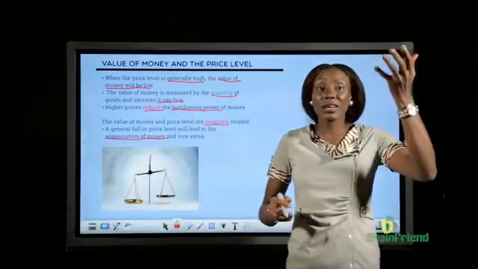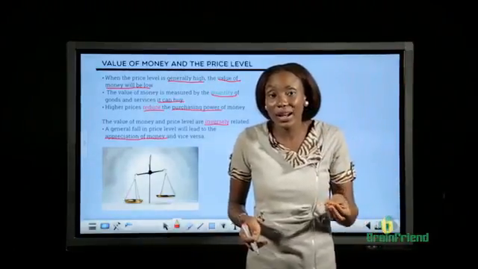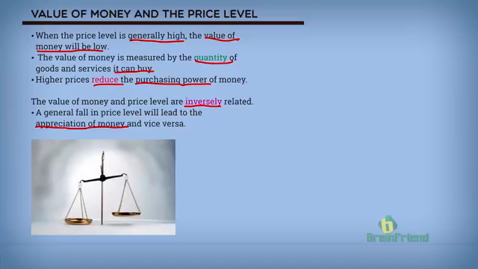That is, if the price level is high, that 1,000 naira, you cannot use it to get much in the market. It can only buy few items. So here, we will say that the relationship between the value of money and the price level is what? Inversely related. Looking at our scale here, let's look at a practical example. Here we have what? The price level. And here we have the value of what? Money.